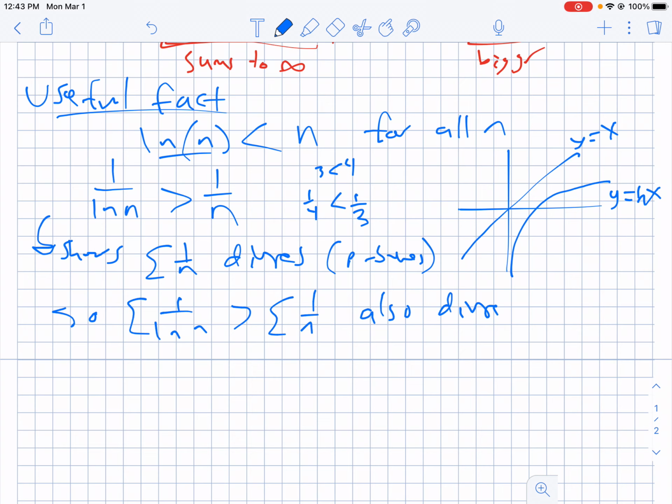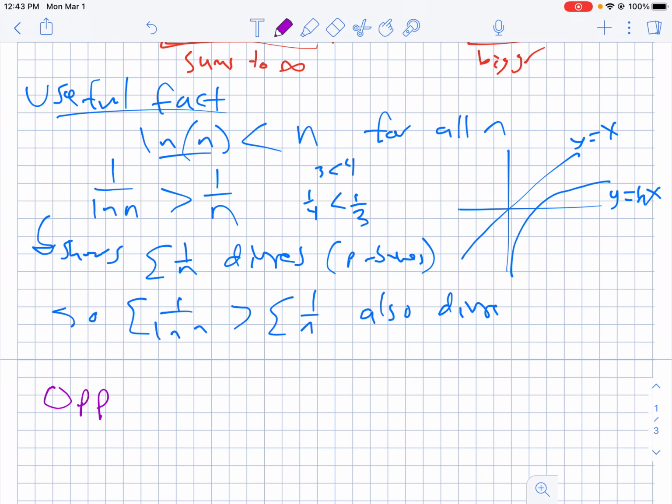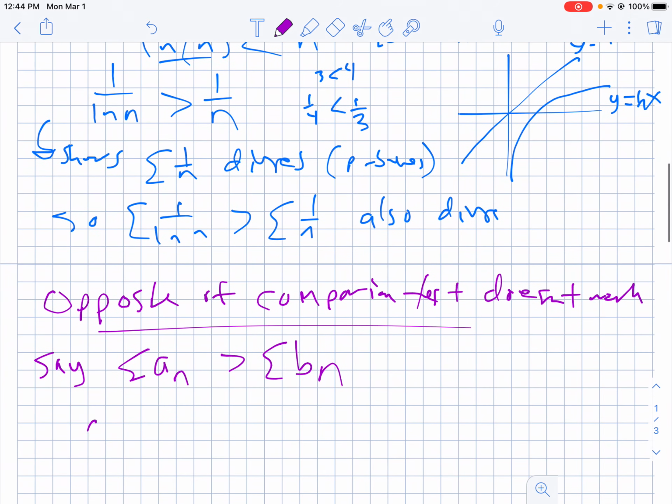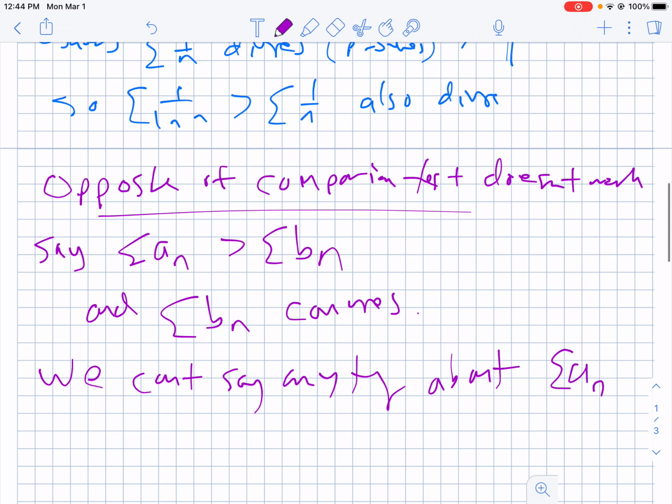Let me go ahead and talk about one more quick thing with this. The opposite of the comparison test doesn't work. And here's what I mean by that. Suppose I tell you that A sub n is bigger than B sub n, and I tell you that the series of B sub n converges. We can't really say anything about the series of A sub n using the comparison test.